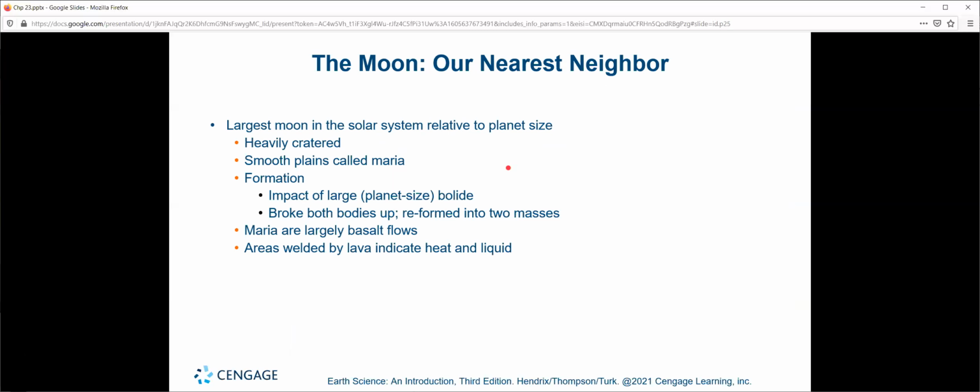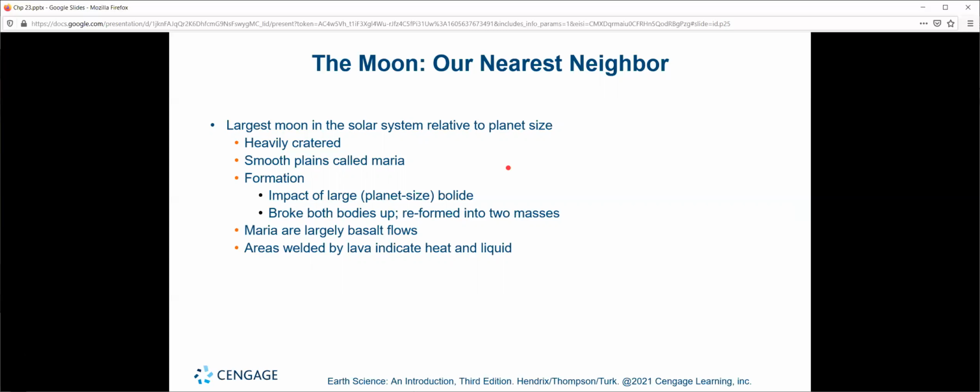All right, before we move on to the jovian planets, let's talk our moon. Our nearest neighbor, you see it every night, right? Well, assuming it's not a new moon. Our moon is one of the largest moons in the solar system relative to planet size. It is very heavily cratered, but also has smooth parts to it as well.